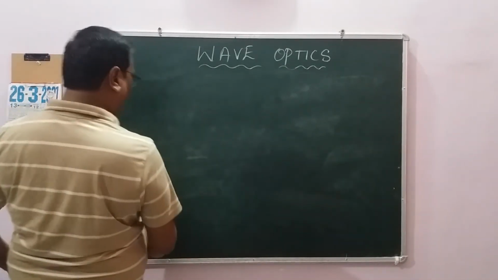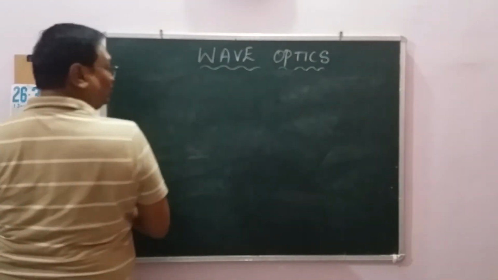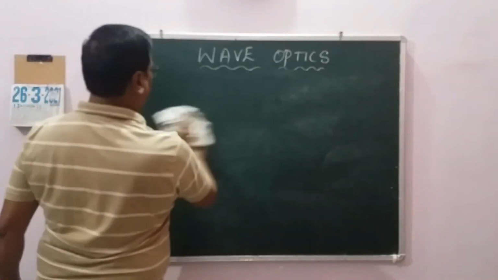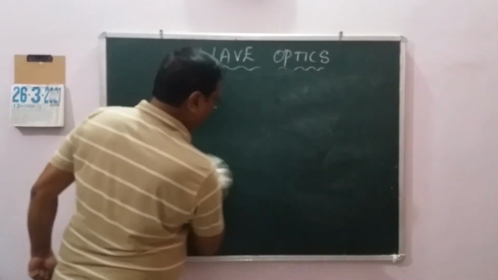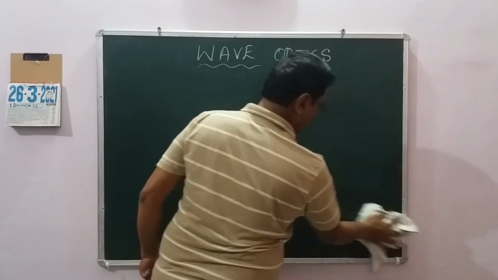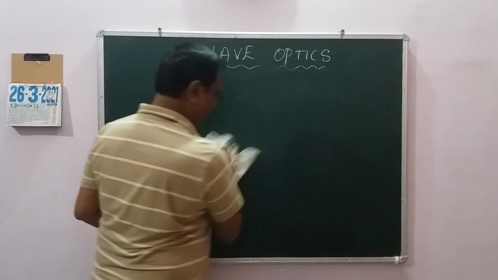For the 2021 examination, polarization is not there in the syllabus this time. So it's very simple to wind up, very easy. You can score 3 to 5 marks in this area.